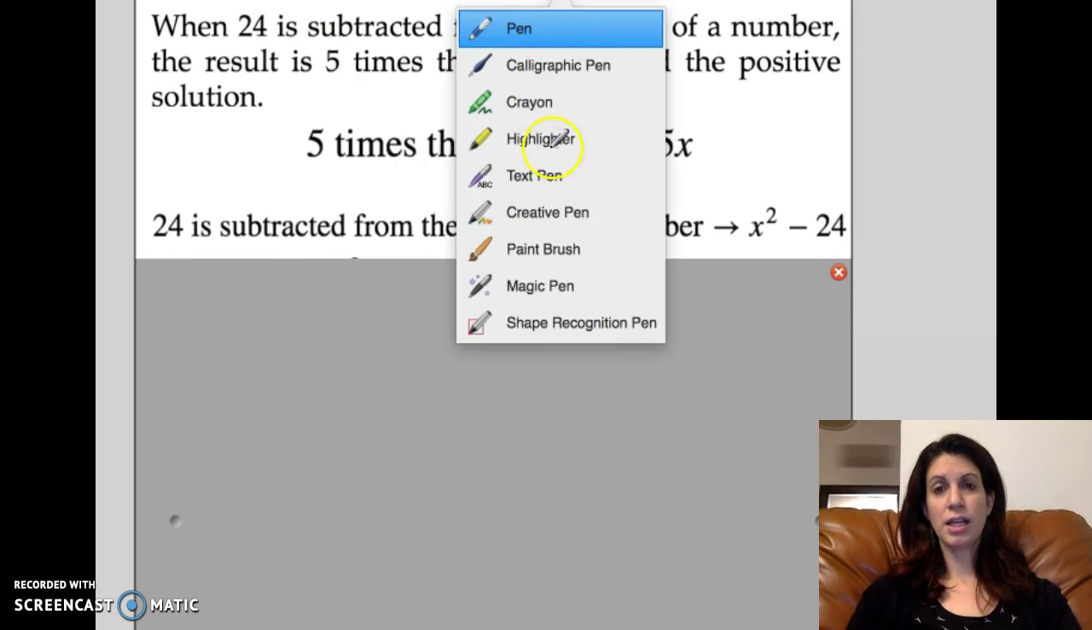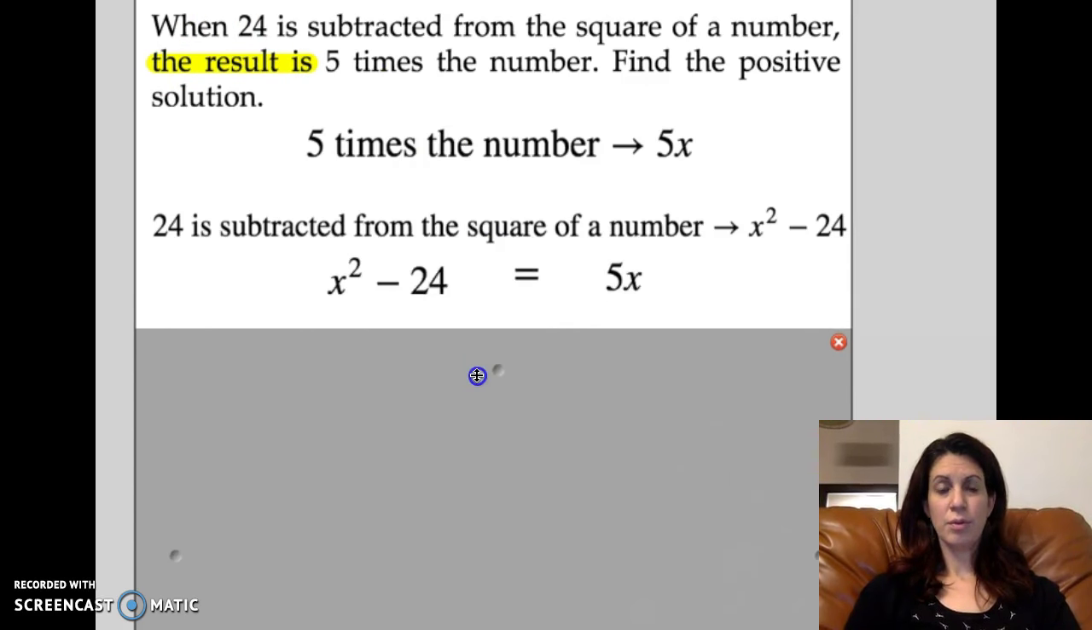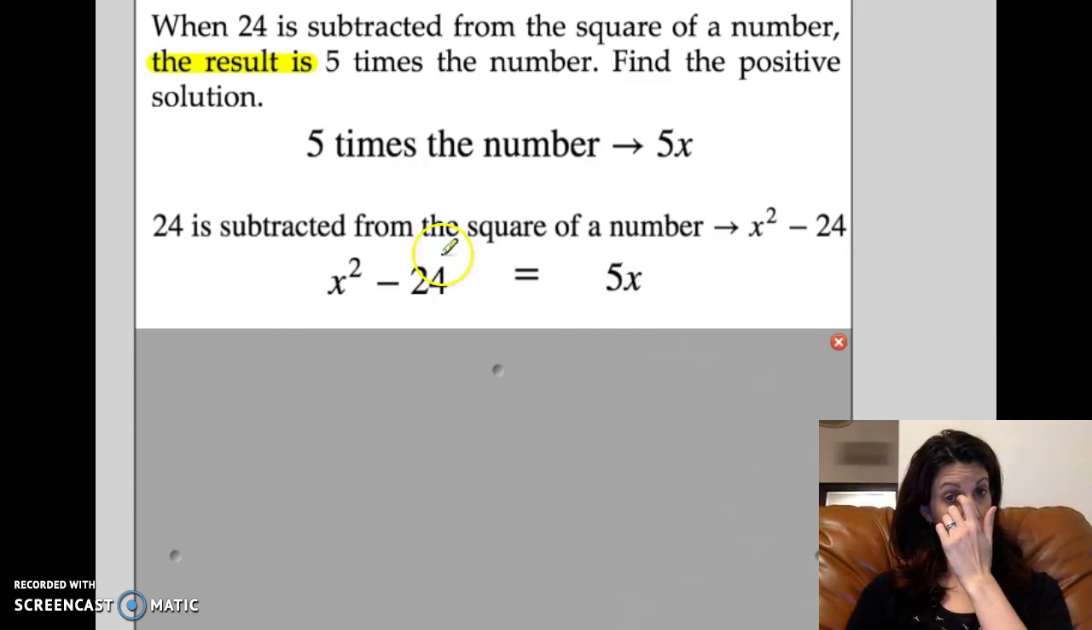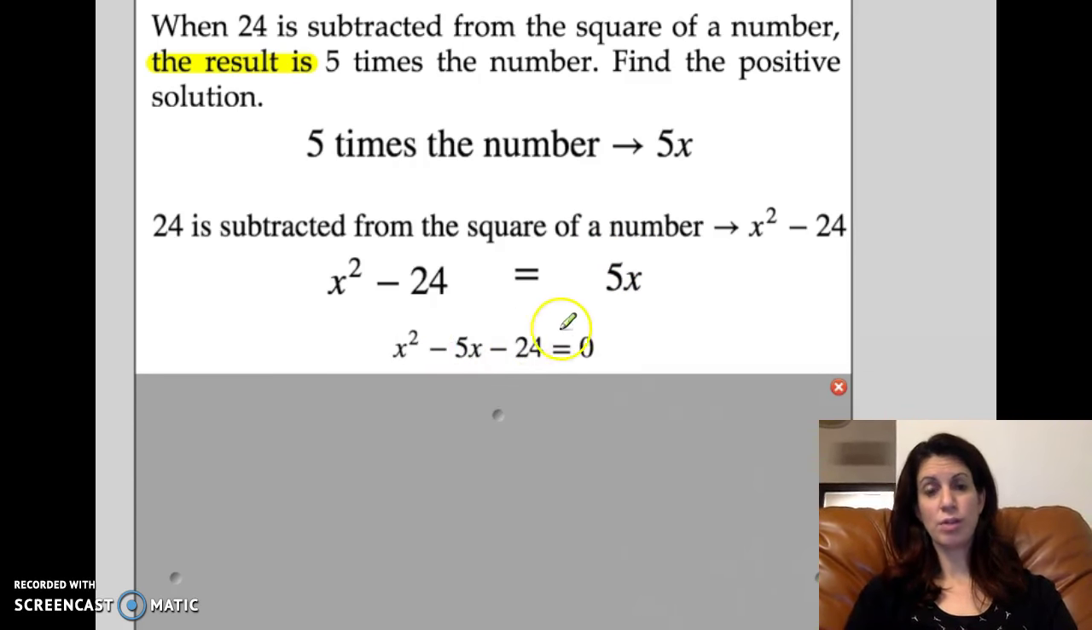And again, what they're saying here is that the result is 5 times the number. So basically, when we square the number and subtract 24, we set it equal to 5x. It looks like, again, we have a quadratic because we have an x and an x squared. So we want to get this into standard form, equal to 0. I'm going to subtract 5x from both sides, and when we do, you should have this quadratic.